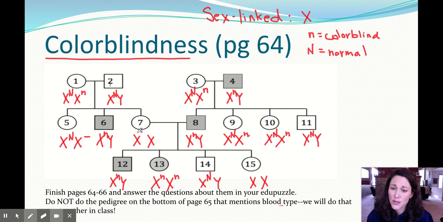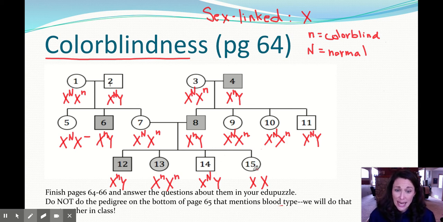Now let's look at individual number 7. We know she's not colorblind, so she's going to be X big N. And if we look at her children, we notice that her children are colorblind. And her son, who got his little n on his X chromosome from his mom, because that's where his X chromosome comes from, tells us that she must be X big N, X little n. Dad is also X little n, which means their daughter here got one little n from mom and one little n from dad.